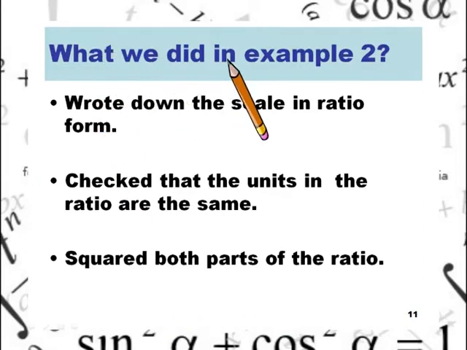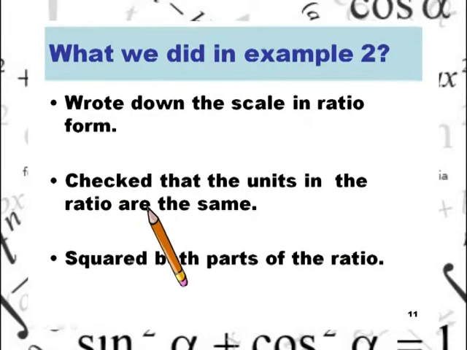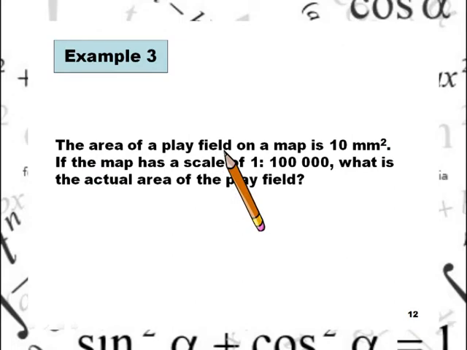What we did in example 2. Wrote down the scale in ratio form, checked that the units in the ratio are the same, squared both parts of the ratio. The area of a play field on a map is 10 mm squared. If the map has a scale of 1 to 100,000, what is the actual area of the play field?